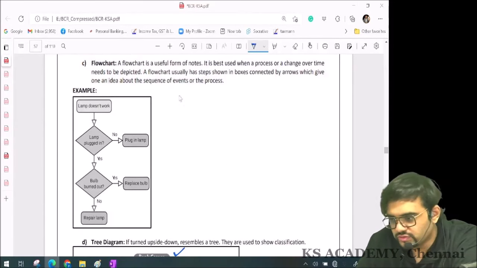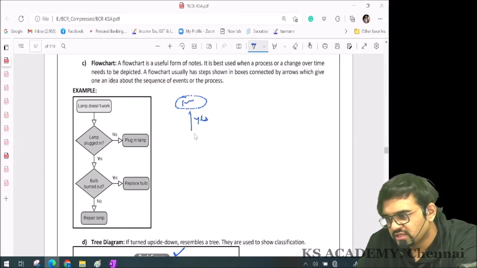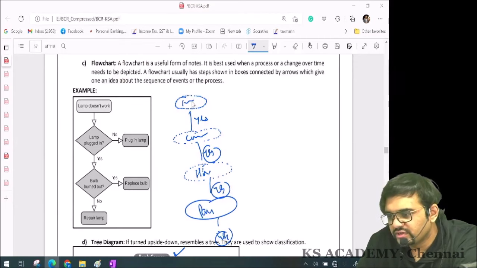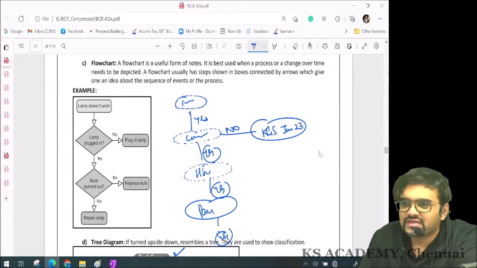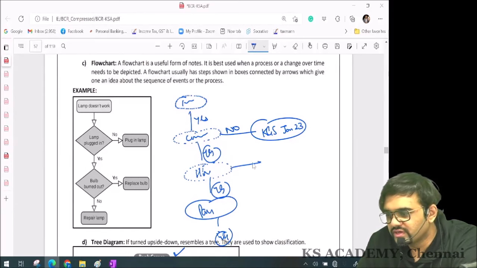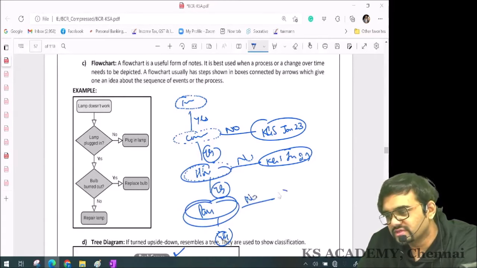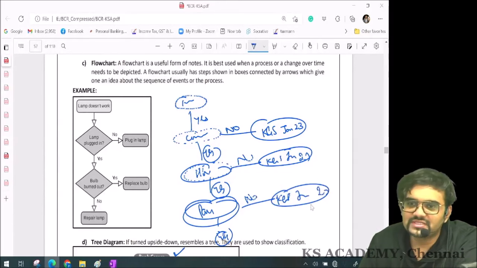Sometimes it can be a flow chart also. First one: did you attend the crash course? Yes. Then, did you concentrate in the crash course? Yes. Then, did you do all the homework? Yes. Then did you pass the exam? Yes. On the other hand, did you attend the crash course? Yes. Then did you concentrate? No. Then what? Krishna Gana Sabha, January 23. Very simple. If you concentrated, did you do the homework? No. Again Krishna Gana Sabha, January 23. Then again, did you do the homework? Yes. Did you pass the exam? No. Then also Krishna Gana Sabha, January 23. This is called a flow chart.